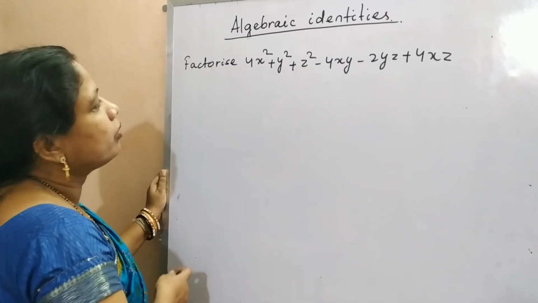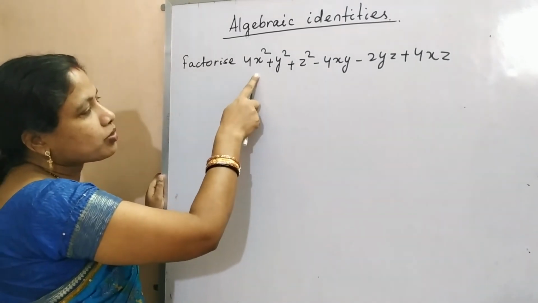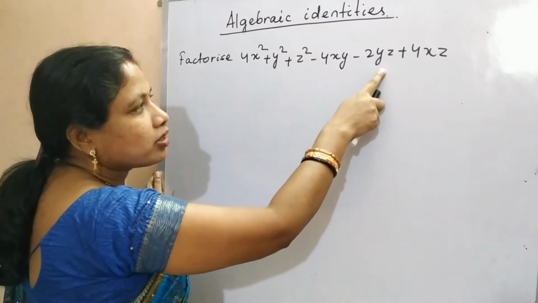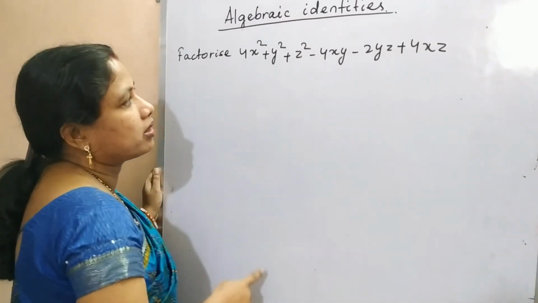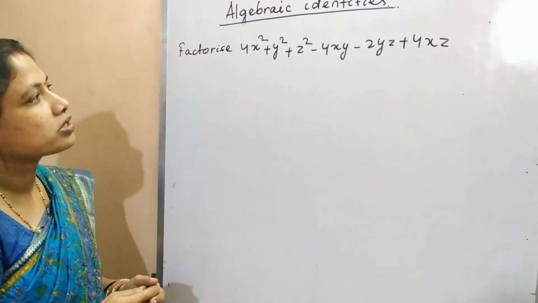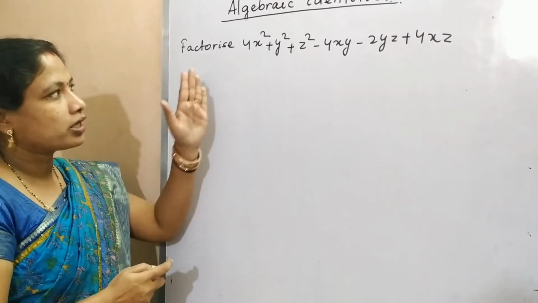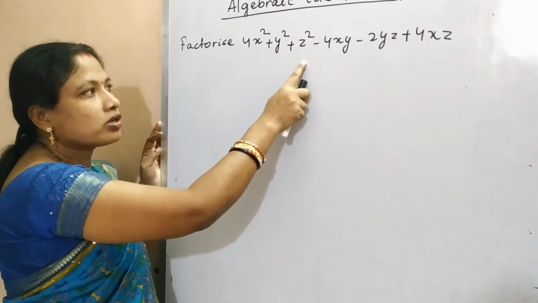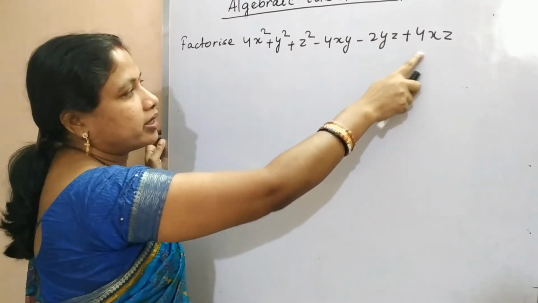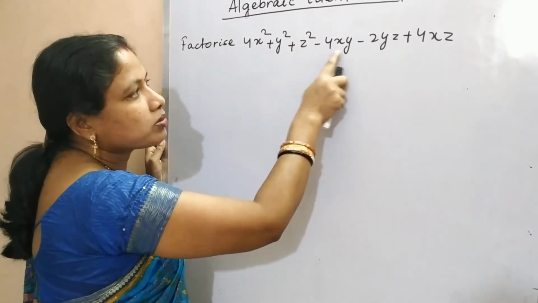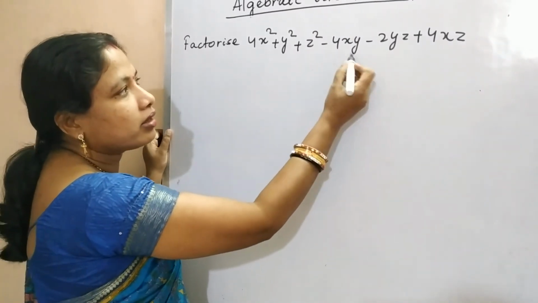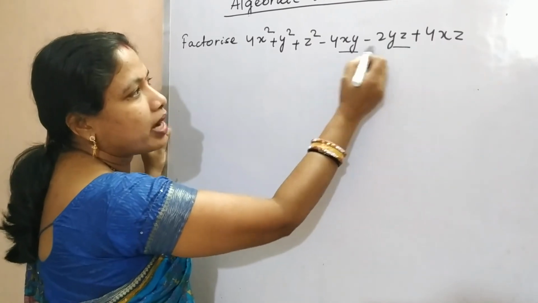Next example, factorize 4x square plus y square plus z square minus 4xy minus 2yz plus 4xz. So this is in the form of the identity x plus y plus z whole square is equal to x square plus y square plus z square plus 2xy plus 2yz plus 2zx. So here these two terms are negative. So here it concludes that either this is xy and yz, y is common.